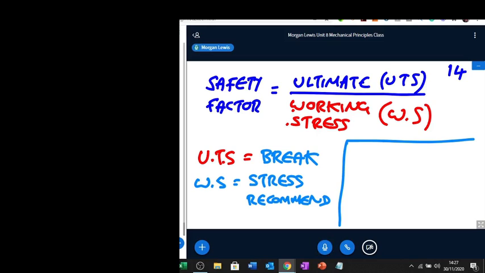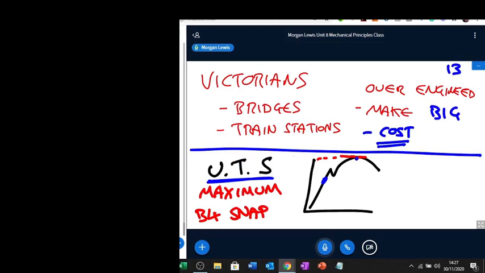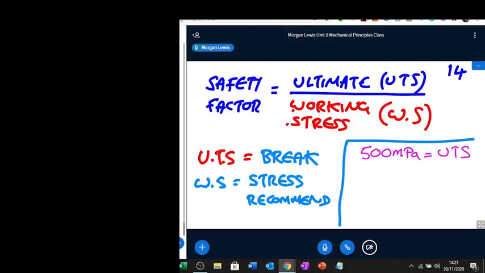If I've got a material, this material is going to break at, let's say, 500 megapascals. That's the UTS of this material, whatever the material is. If you go anywhere near 500 megapascals, it's going to break. You don't want to go anywhere near it. It's the top of the curve. Stay away from it.